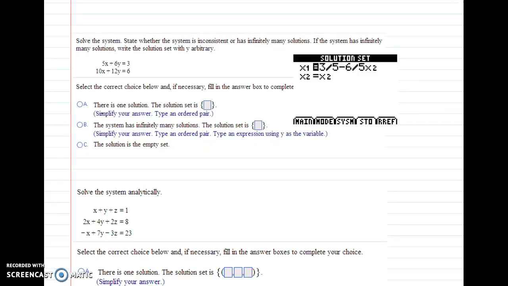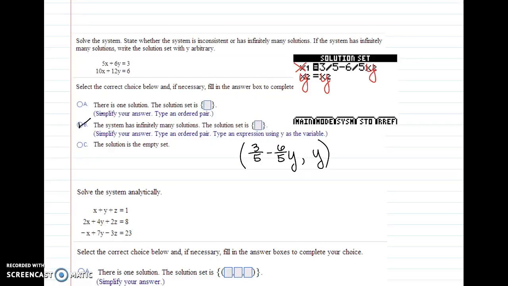First of all, when you see x1, that's really x, okay? And when you see x2, that's really y. We're using the letters x and y. So x2 is really y, this is really y, okay? So our solutions are 3/5 minus 6/5 y, comma y. Okay, and that means that this system has infinitely many solutions.